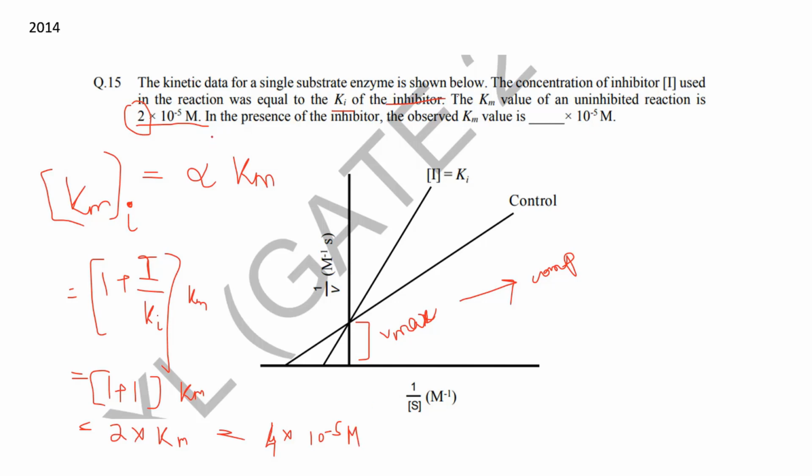They are asking, in the presence of inhibitor, the observed Km value will be dash into 10 to the power minus 5. So 10 to the power minus 5 molar is already given. What you have to write is only 4. So the answer of this question will be 4. You have to write only 4.